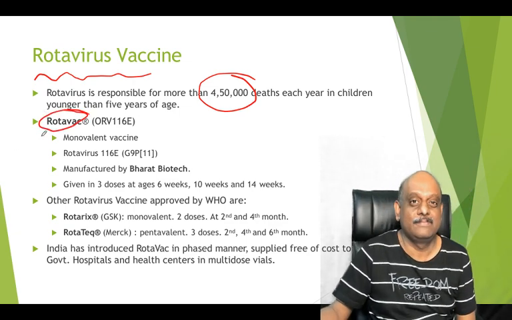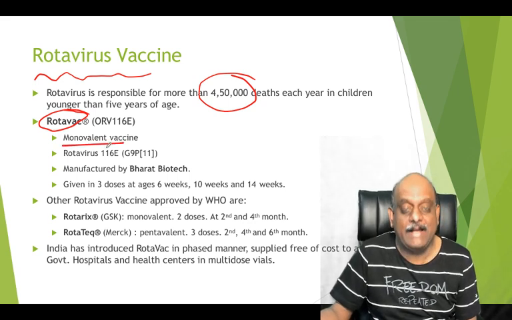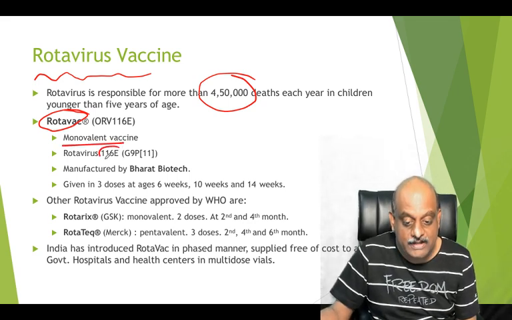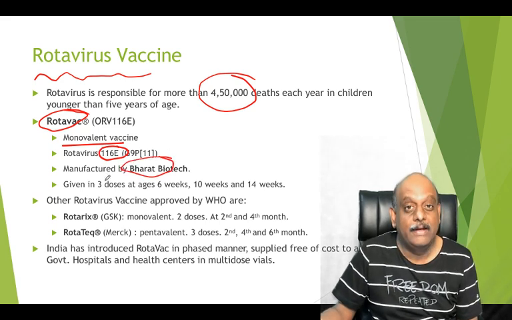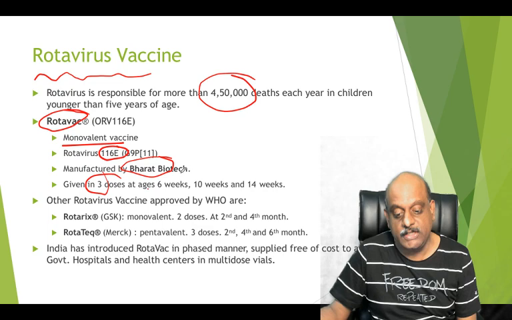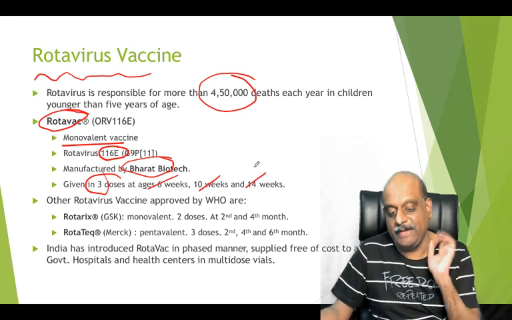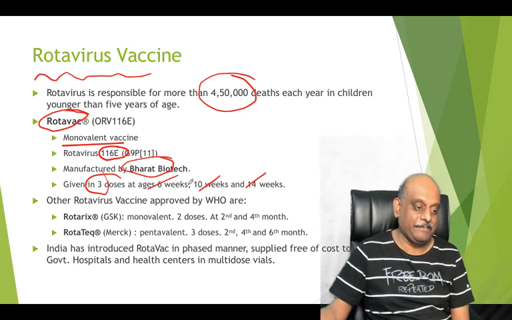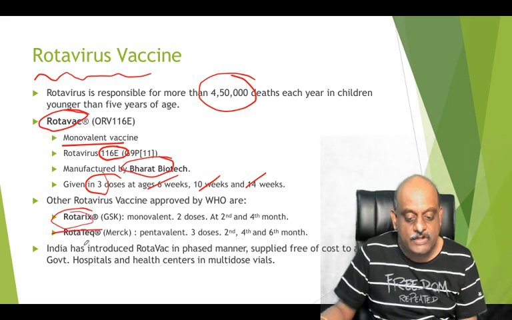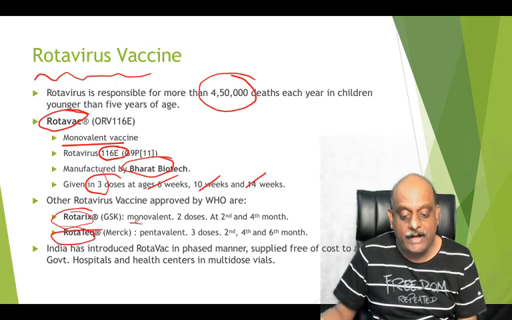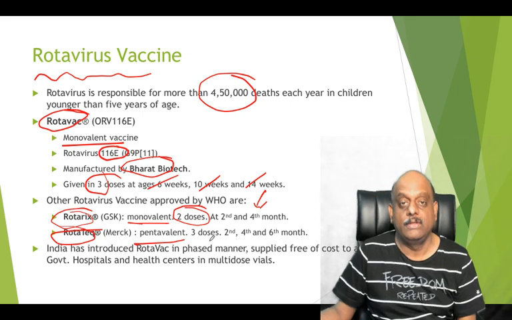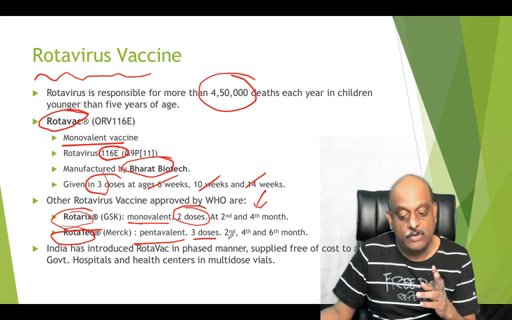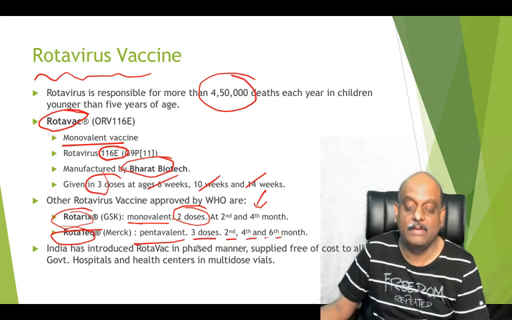Rotavac. It is a monovalent vaccine. Rotavirus 116E, manufactured by Bharat Biotech, given in 3 doses, 6th week, 10th week, 14th week is what you need to remember. There is Rotarix, Rotateq. Rotarix is monovalent, Rotateq is pentavalent. Rotarix is given in 2 doses at 2nd and 4th month. And Rotateq is 3 doses, 2nd, 4th and 6th month.